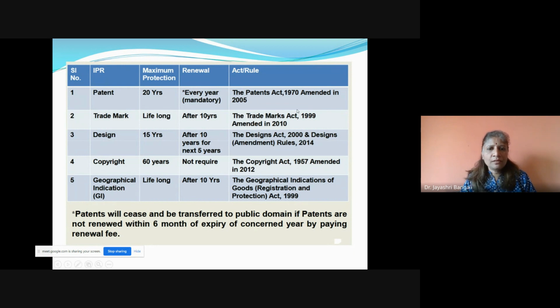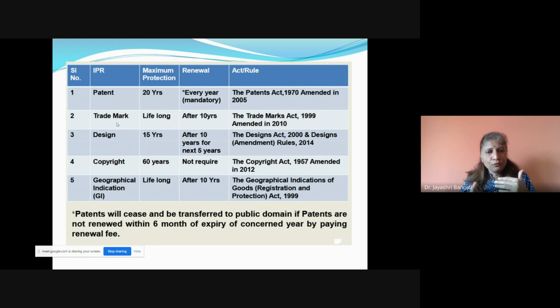Now this is just a summary I have given here. It's the maximum protection duration. If it is a patent, then it's 20 years. Trademark is lifelong. Design is 15 years. Copyright is 60 years. If it is a GI, it's lifelong.